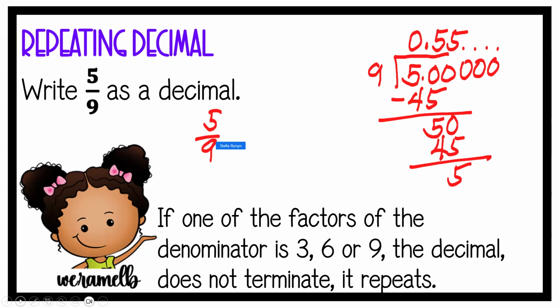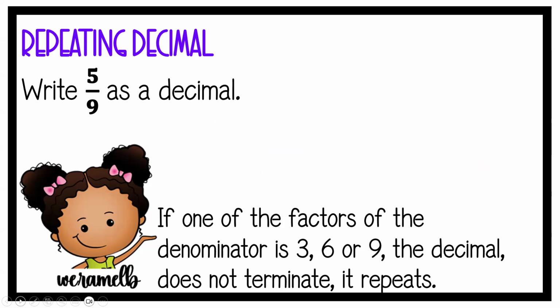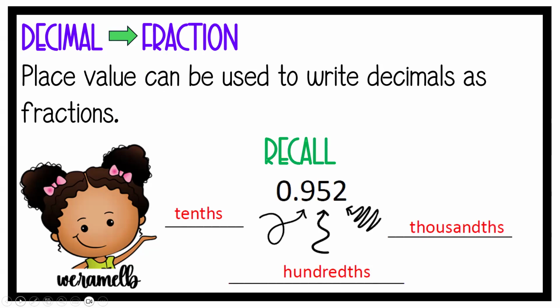5/9 yields a repeating decimal, 0.5555. Sometimes you put dots at the end, or you could also say 0.5 with the 5 being repeated, with a bar over it. These are the two ways you know it is a repeating decimal. Do we have any questions? So these are how we change fractions into decimal numbers. Now let us see another way.